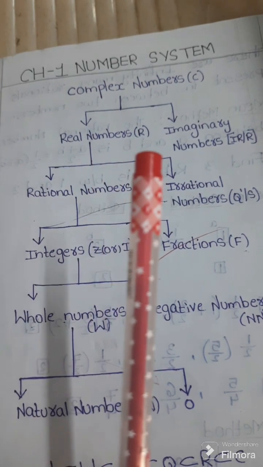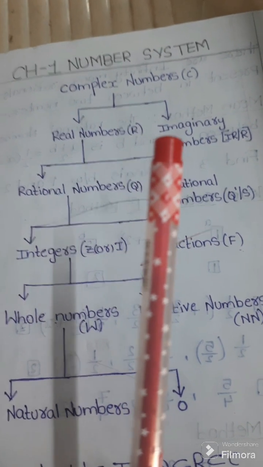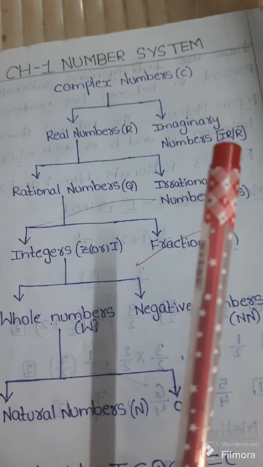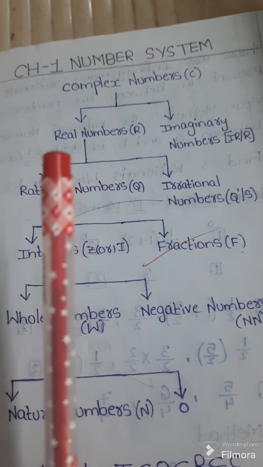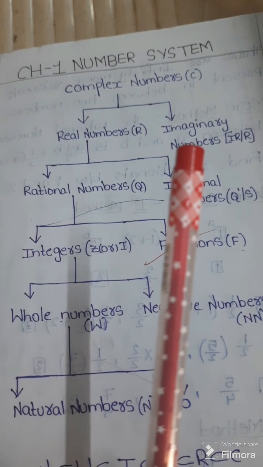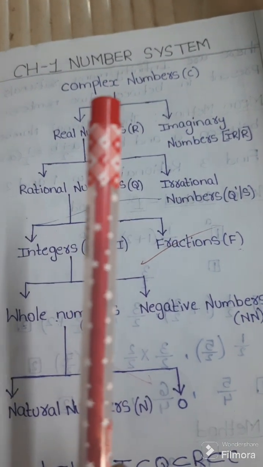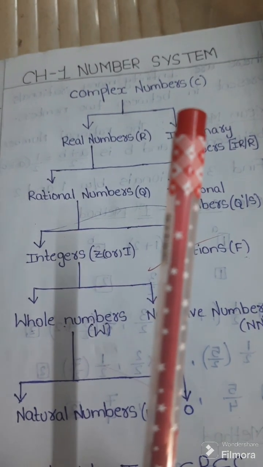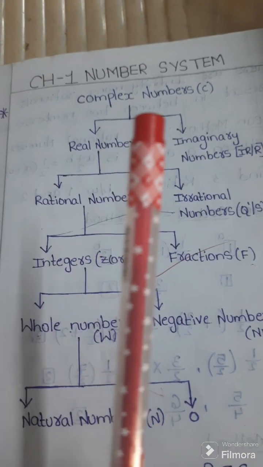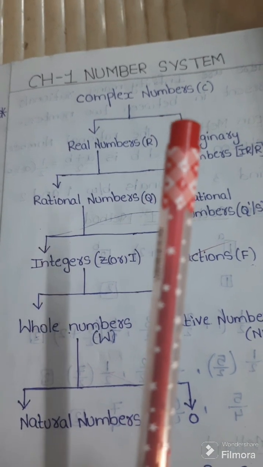Real numbers are represented with capital R. Imaginary numbers are IR or R dash. Real numbers and imaginary numbers combined we can call complex numbers, represented with C. It is the highest number system.